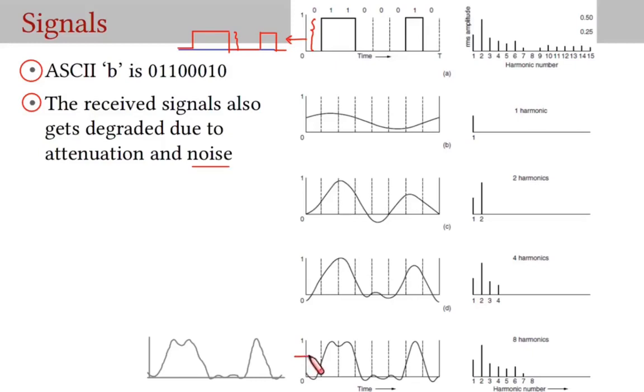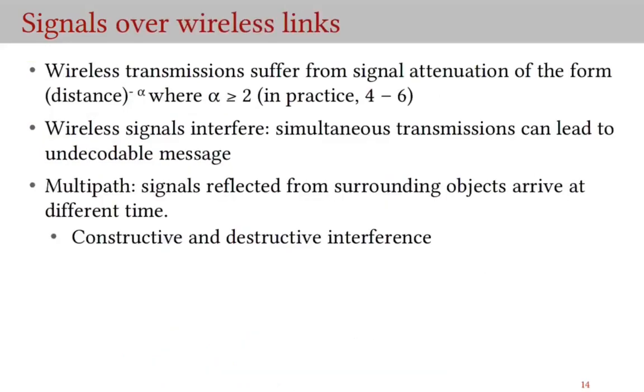Take the example of this waveform. In the presence of noise, the resulting signal could look like this. And this, on top of decrease in amplitude, can make recovery of the sent data difficult. In case of wireless links, the impact of attenuation and interference is far more severe than wired links.